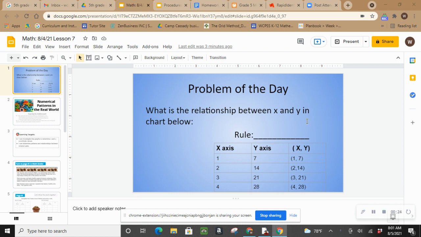What is that rule? And remember, we talked about more than means to add, times means multiply. And then if it was less than, it would mean subtract, and half would mean divide. So figure out what the rule is here and tell me the rule.